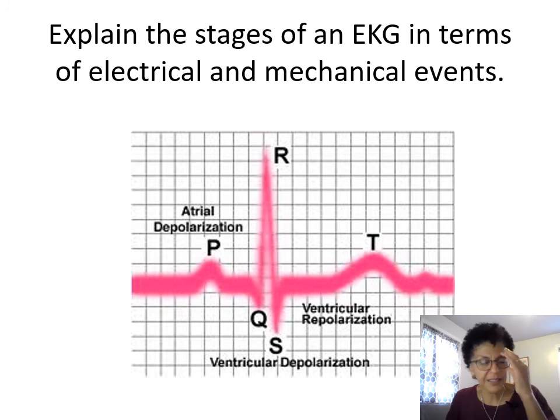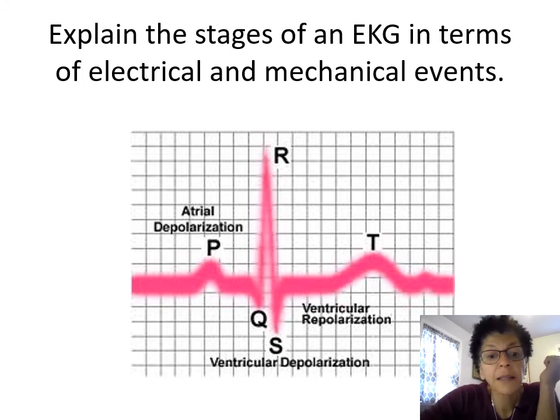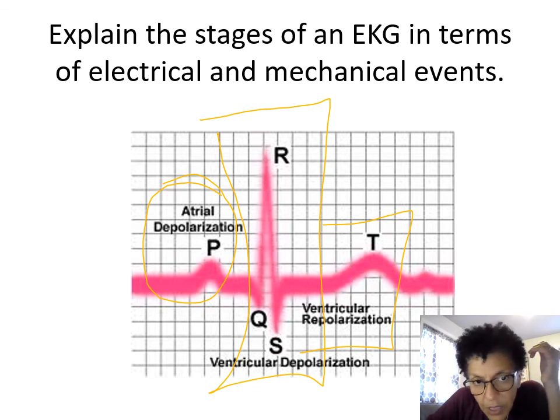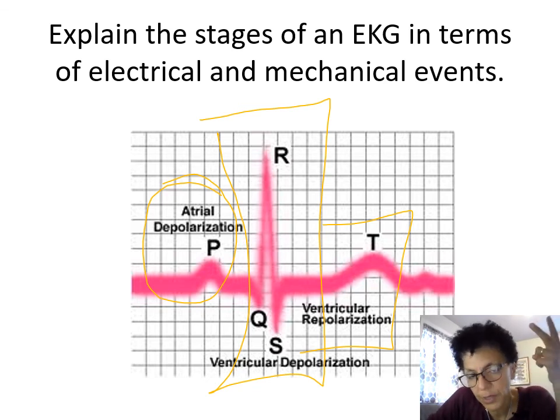Now, once upon a time I said, wouldn't it be cool if we could watch these electrical events moving through the heart structures? And we can. And when we monitor them and we watch them move, that's an EKG. So you want to be able, with an EKG, to recognize and explain, big picture, electrical events and mechanical events. So this slide has the electrical events: P wave, QRS complex, T wave. Electrical events are things like depolarization, repolarization.